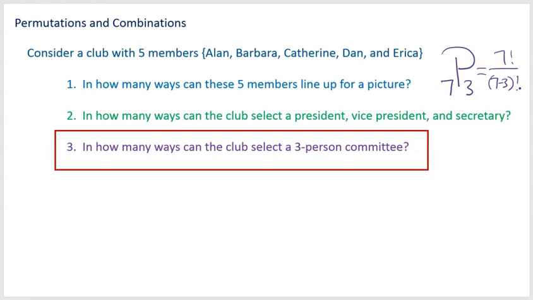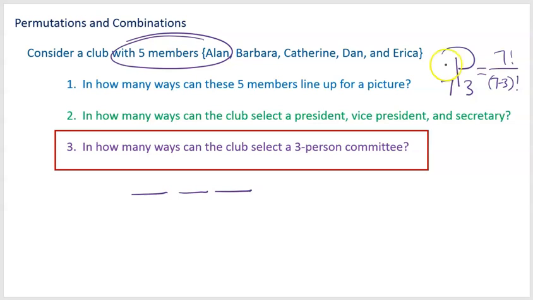How many ways can the club select a 3-person committee? Now, notice our club has 5 members, and we're selecting a 3-person committee, right? So if we go back to the old way of handling this, with a 3-person committee, we have 3 tasks. We're selecting the first person, the second person, and the third person.